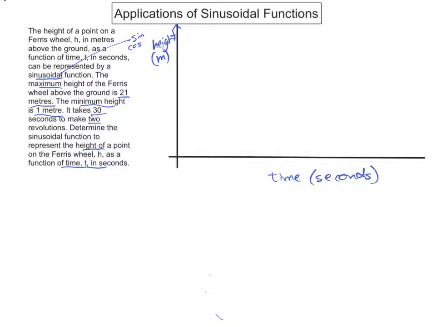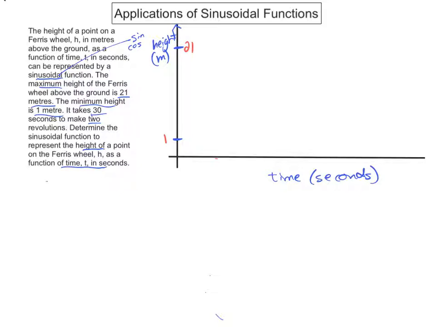Okay, now on the height axis, the maximum and the minimum that they gave you is very important. And don't worry about scaling that axis, it's not important. So we'll just write in the maximum height, which was 21, and the minimum height, which was 1 meter. Okay, now for time along the seconds, let's say we want to plot 2 cycles.